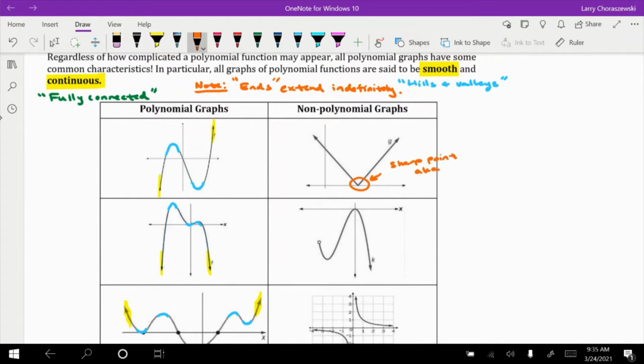Also known as a corner. And polynomial function graphs won't have those sharp points or corners or those little kinks in the graph. If there's any low point on the graph of a polynomial, it should be part of a rounded valley, kind of a rounded out valley.